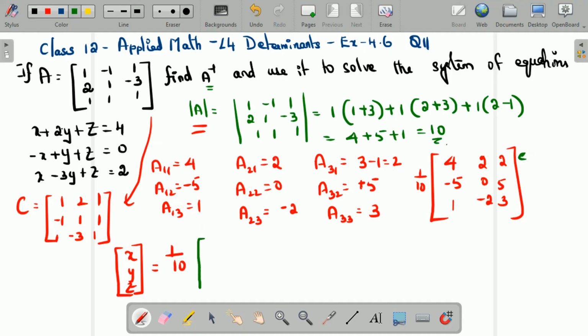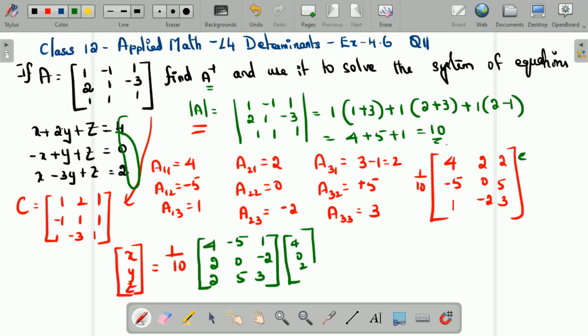So let's write it out in this manner. So this will be 4, minus 5, 1. The second row will be 2, 0, minus 2 and the last row will be 2, 5, 3. Now this matrix is to be multiplied with the coefficient matrix, which is going to be 4, 0, 2. So let's perform the multiplication before we divide by 10.